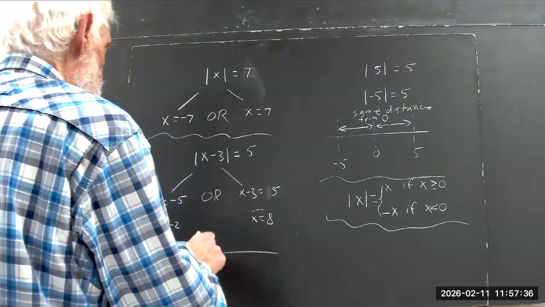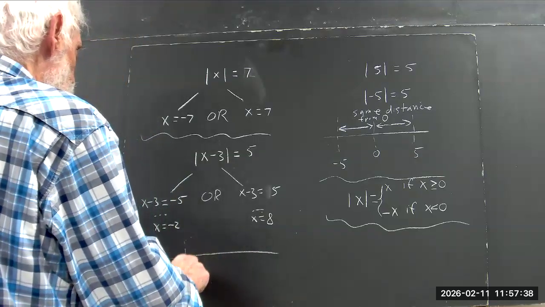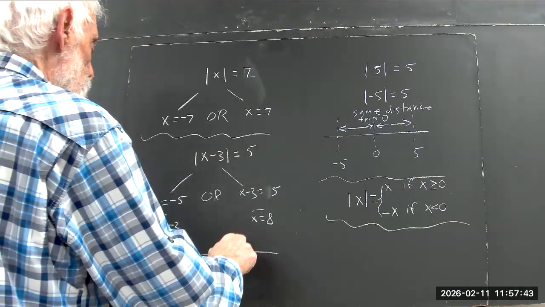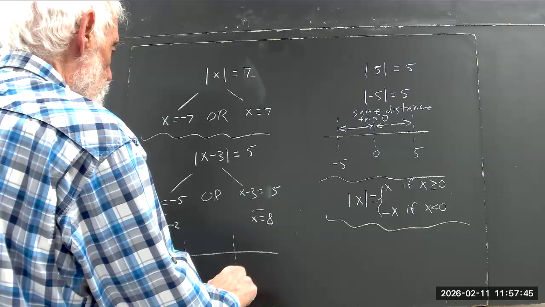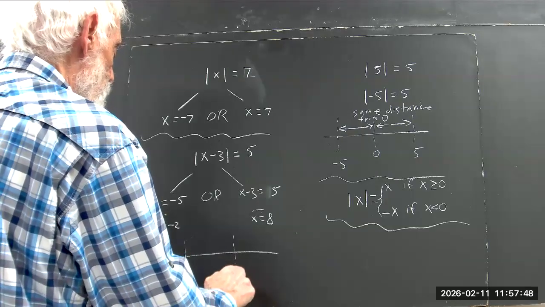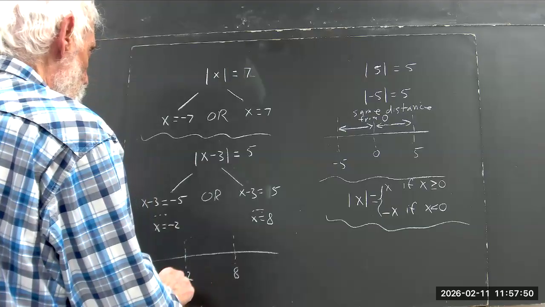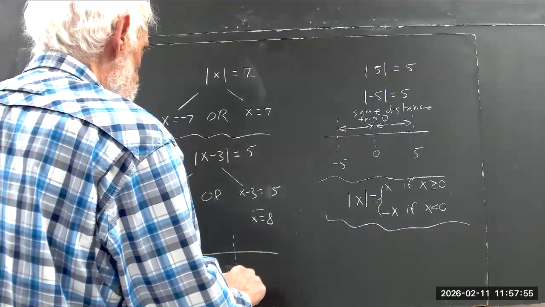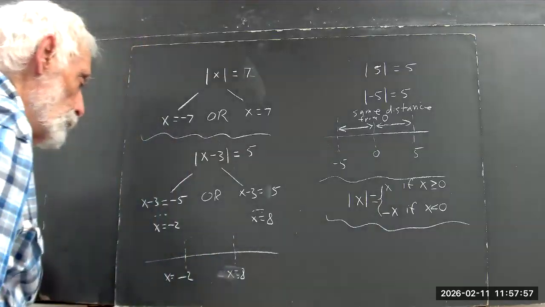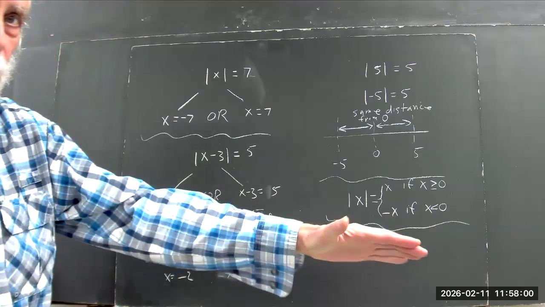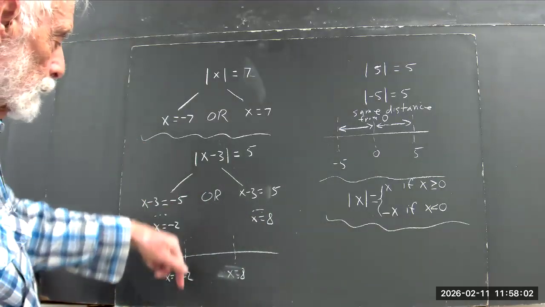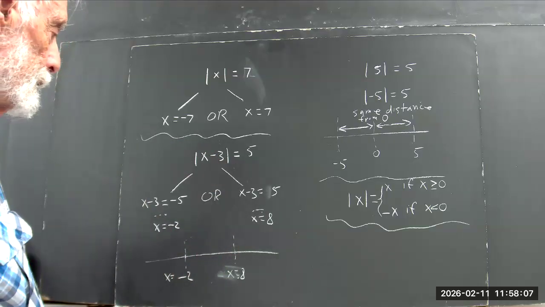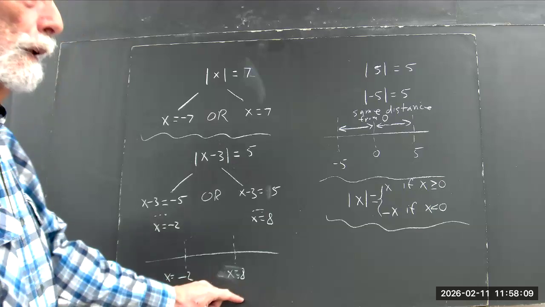Now, coincidentally, if I have negative 2 here, and 8 here. Now what I've done, I've just drawn a horizontal line, a number line, and then a little vertical line for x equals negative 2, a little vertical line for x equals 8. What's halfway between negative 2 and 8?